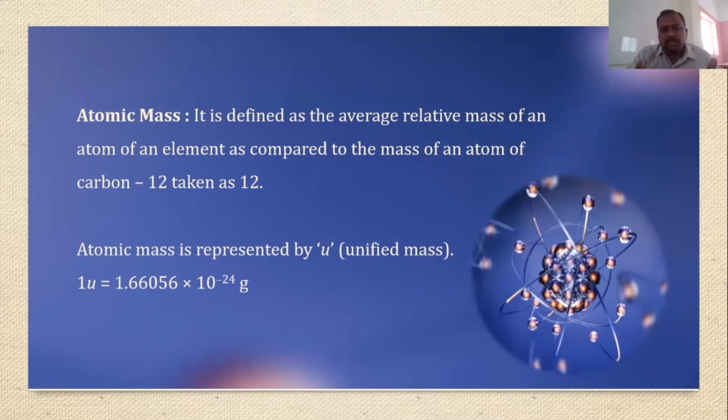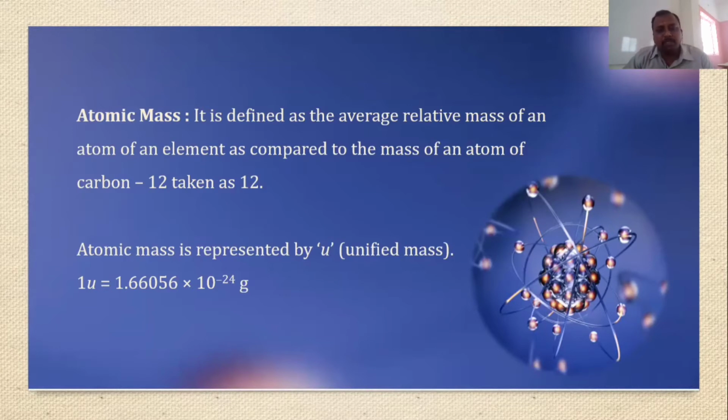Okay, sir, then why are we using carbon 12 in the definition? Initially, we used hydrogen, but hydrogen has isotopes and handling it is also difficult. That is the reason we are taking carbon. So 1/12 part of carbon, compared to that, how many times greater is it? That is the mass of the other elements.